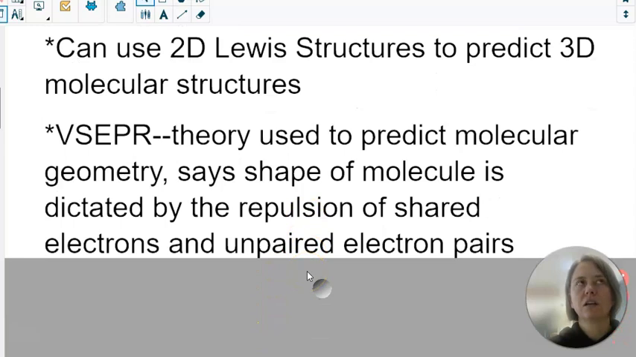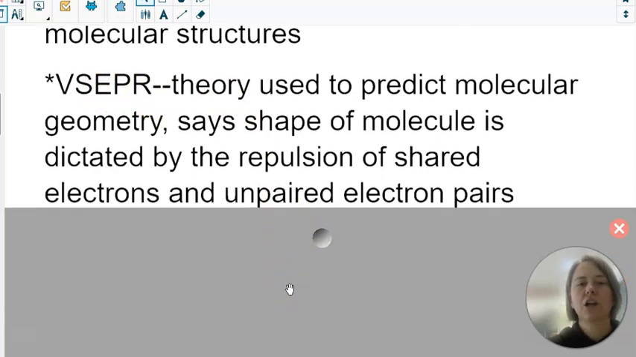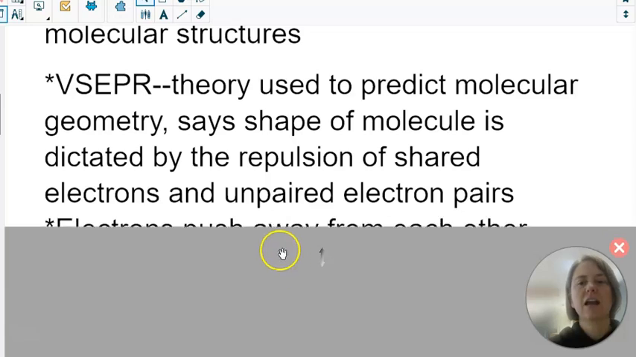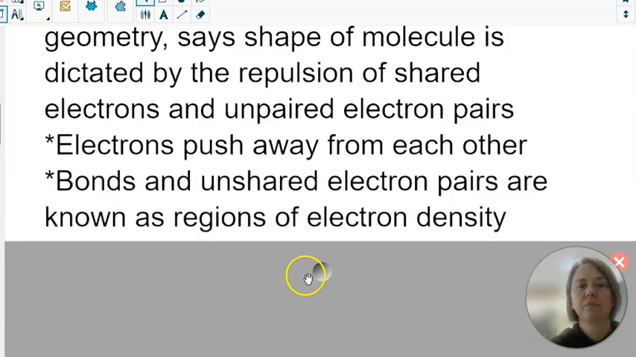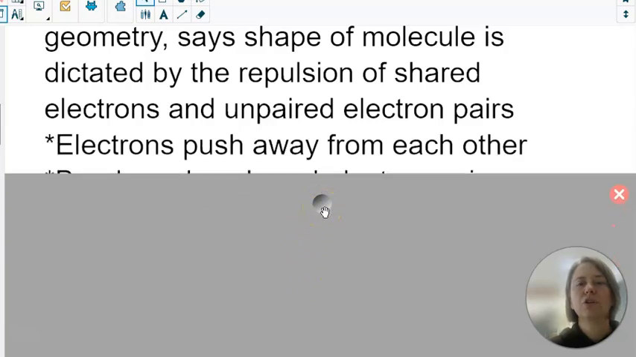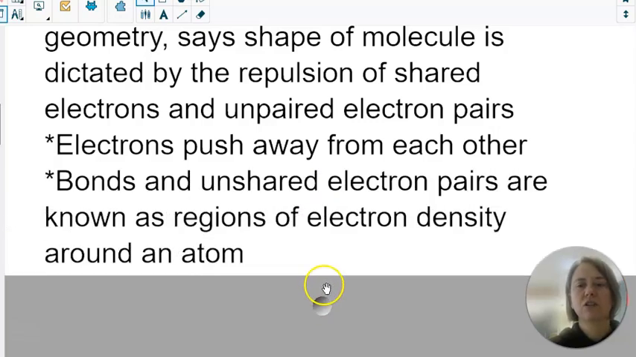This relies on the VSEPR theory, valence shell electron pair repulsion, which is a theory used to predict molecular geometry, which is the shape of a molecule. It says the shape of a molecule is dictated by the repulsion of shared electrons and unshared electron pairs. So please write that down. So electrons push away from each other, and that's something we know, but that has an implication.